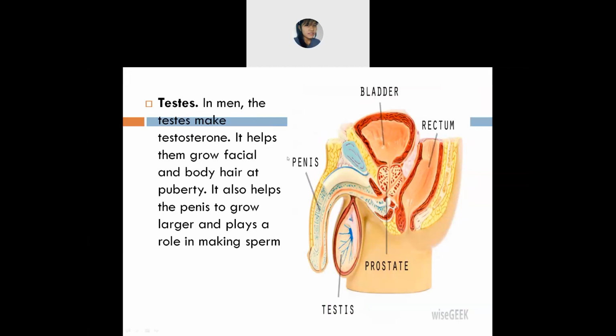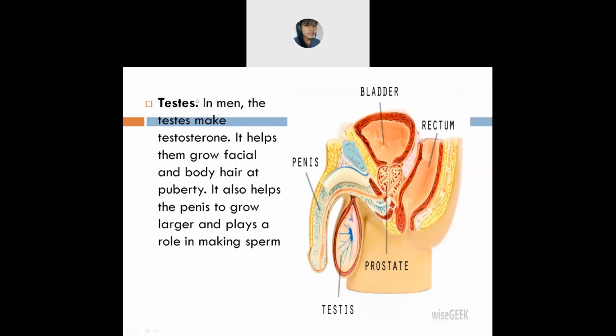So this testosterone is responsible for the reproductive system. It will help the male in making sperm also. Did you understand? Yes, ma'am.